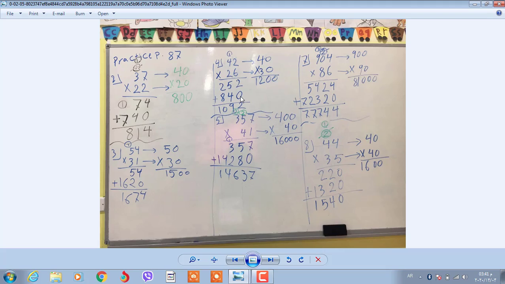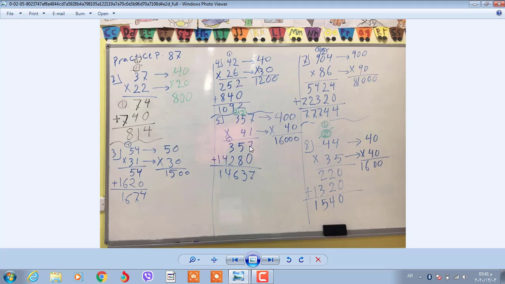In the tens place, the first time we need to write down 0 in the ones place. 2 multiplied by 2, 4. 2 multiplied by 4, 8. So 252 plus 840. 2 plus 0 equals 2. 5 plus 4 equals 9. 2 plus 8 equals 10. So we have 1092.